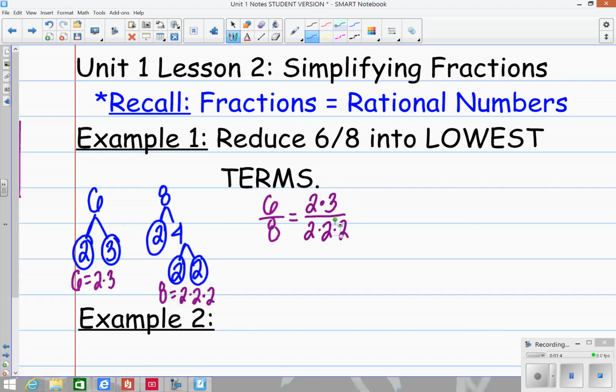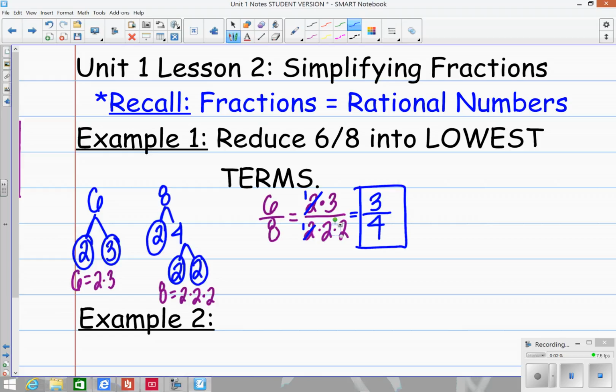And then it's easy to see what terms cancel because I have a 2 up top and a 2 down here. So 2 divided by 2 is just 1. So really what I'm left with now is a 3 up top because this became a 1. And on the bottom, 1 times 2 times 2, so I'm left with 4. So that's one way to simplify fractions.